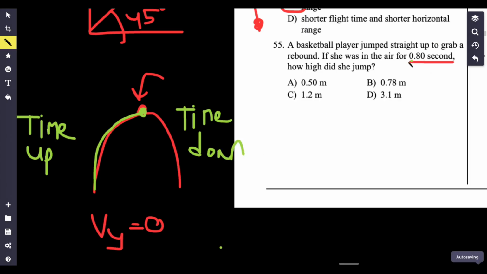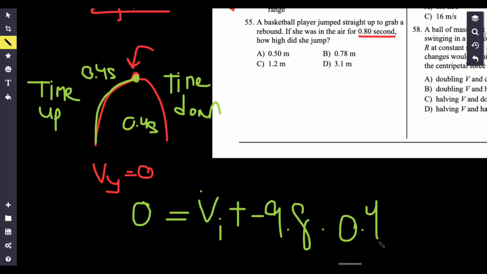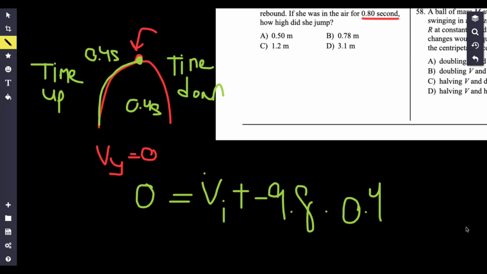So if this guy was in the air for 0.8 seconds, that means 0.4 seconds was spent coming up and 0.4 seconds was spent going down. So if we took 0.4 seconds to go up, this is also the time when your vertical velocity is equal to 0. To take advantage of that, we can say my final velocity, which is equal to 0, is equal to my initial velocity plus acceleration, which I know is negative 9.8, times the time, 0.4. And if I solve this, I'm going to get 3.92 as my initial vertical velocity.